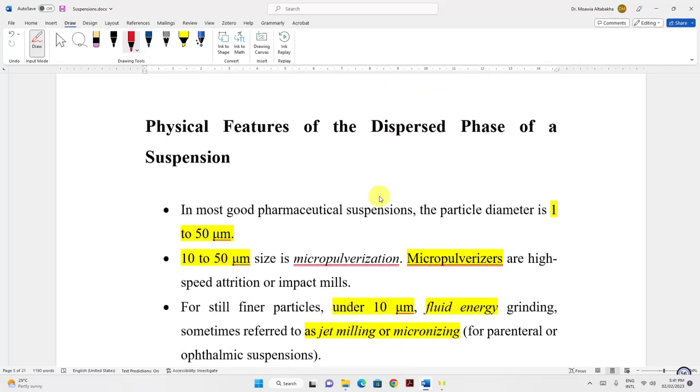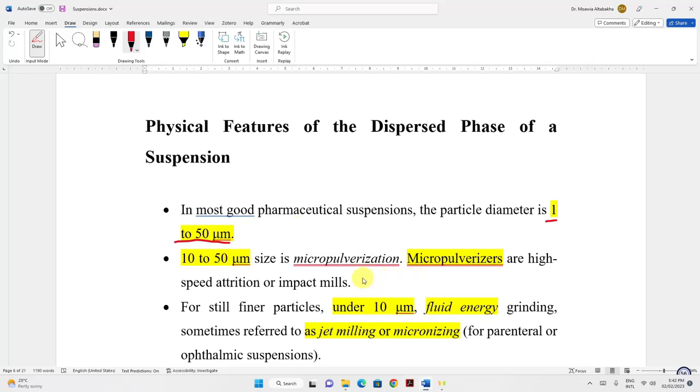Now, what about the dispersed phase, the one that we said we can control better in terms of size, especially the size? You need to know that for good pharmaceutical suspensions, the size will be from 1 to 50 micrometer. This is classified as coarse dispersion or coarse system, as we said before. Now, how can we prepare such particles?